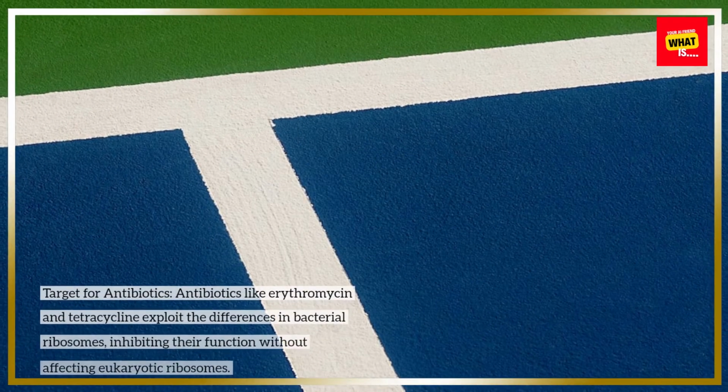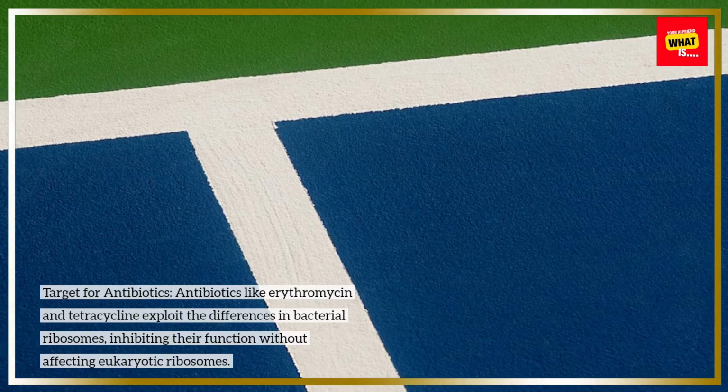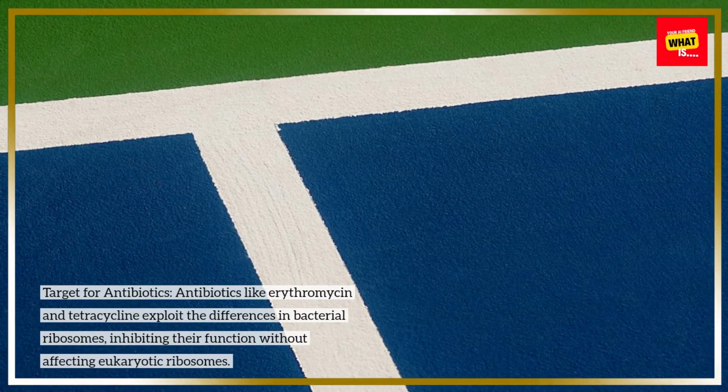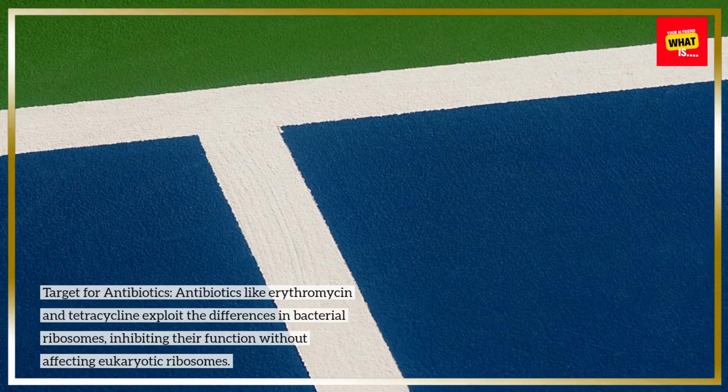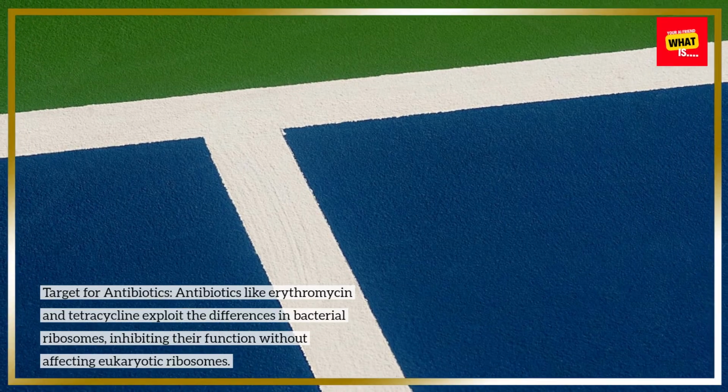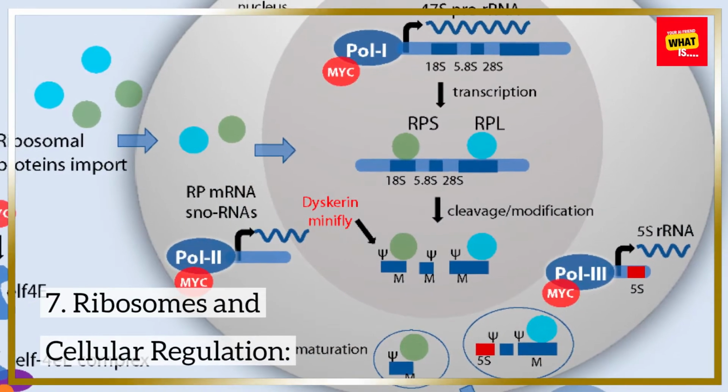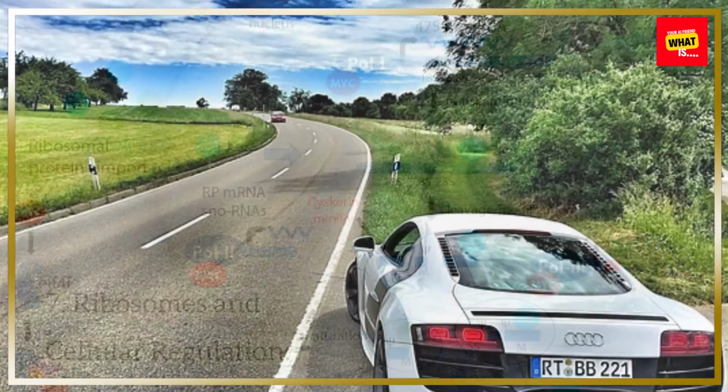Target for antibiotics. Antibiotics like erythromycin and tetracycline exploit the differences in bacterial ribosomes, inhibiting their function without affecting eukaryotic ribosomes. 7. Ribosomes and cellular regulation.